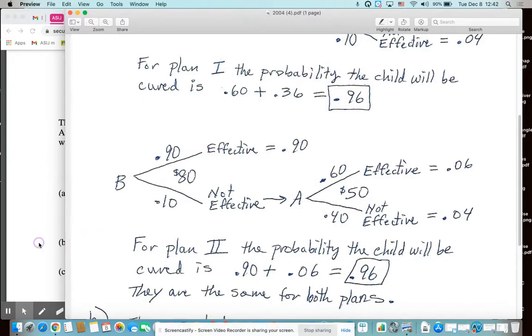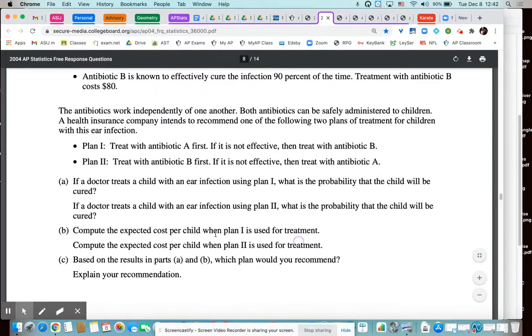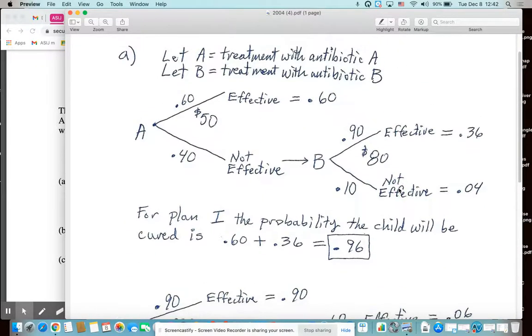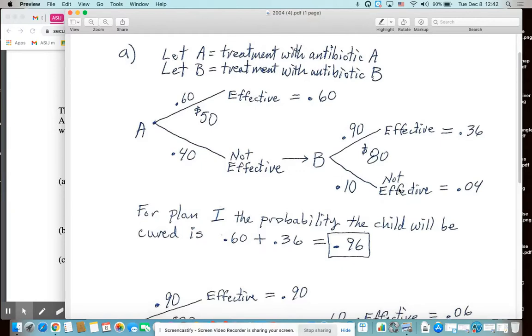All right, now part B says, well, what about the cost, right? What's the expected cost for the two different plans? So again, pause the video, maybe use my tree diagrams or your tree diagrams and come up with the total expected cost for each of these plans. Okay, you should have gone through it, and let's go through it together.